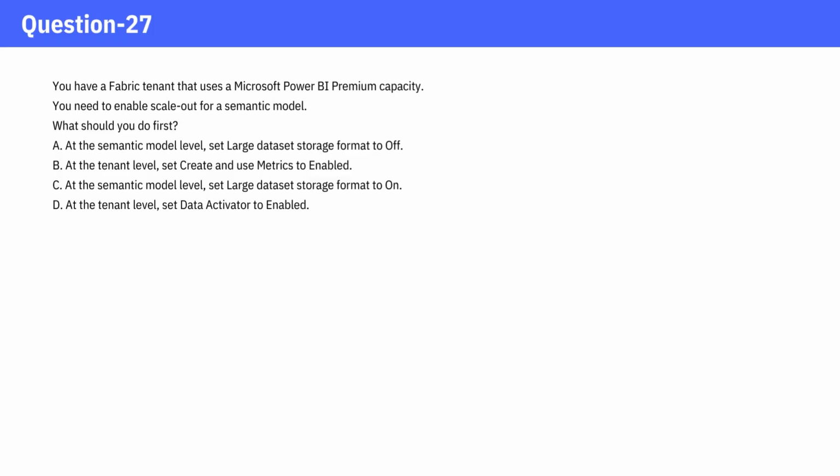Question 27. You have a Fabric tenant that uses a Microsoft Power BI Premium capacity. You need to enable scale out for a semantic model. What should you do first?